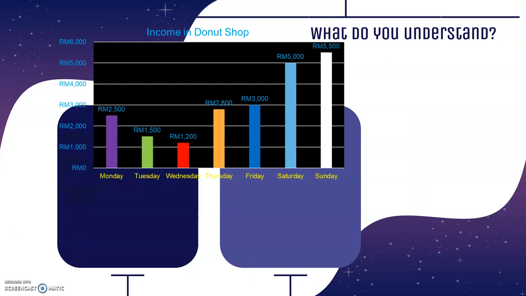So what do you understand from this data? First of all, you can see that you have the least income on Wednesday, the least revenue. Your donut shop gets the least revenue on Wednesday. So what are you going to do with that knowledge? You know that on Wednesday I received the least amount of income. So what should I do? Maybe number one, I can give discounts on Wednesdays so that people will go and buy my donuts on Wednesdays so that I can gain more.